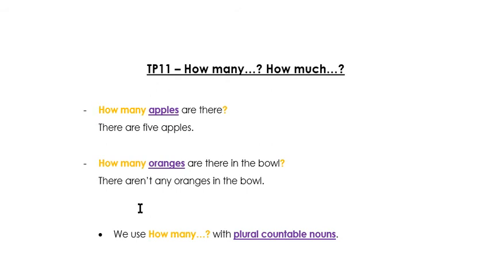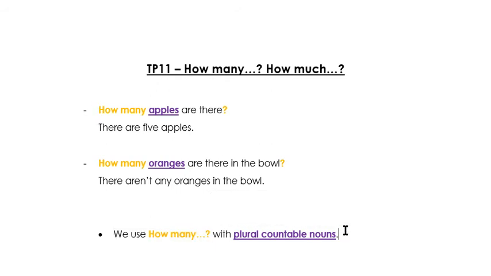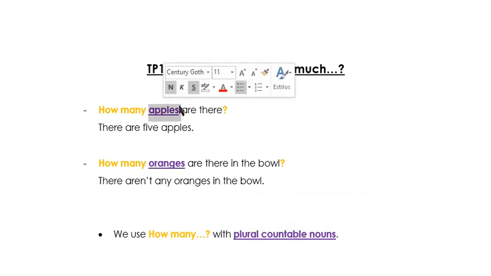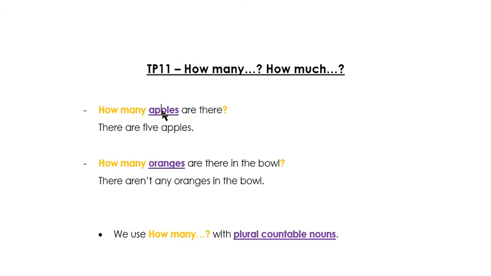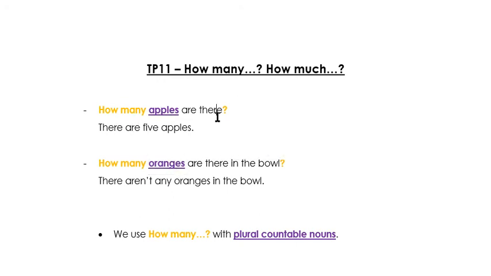Okay? We use how many with plural countable nouns. Para sustantivos plurales contables, ¿ok? Sustantivos como una manzana, en plural, manzanas, que se pueden contar. Una manzana, 2 manzanas. 1 apple, 2 apples, 3 apples. The same with oranges. ¿Cuántas manzanas hay? ¿Cuántas naranjas hay en el bowl?